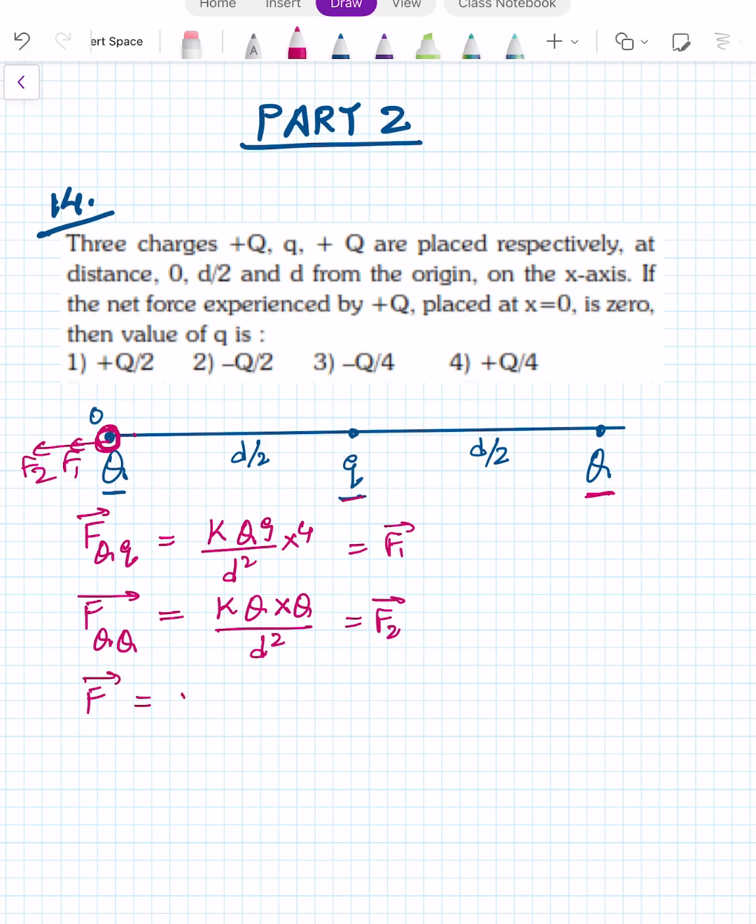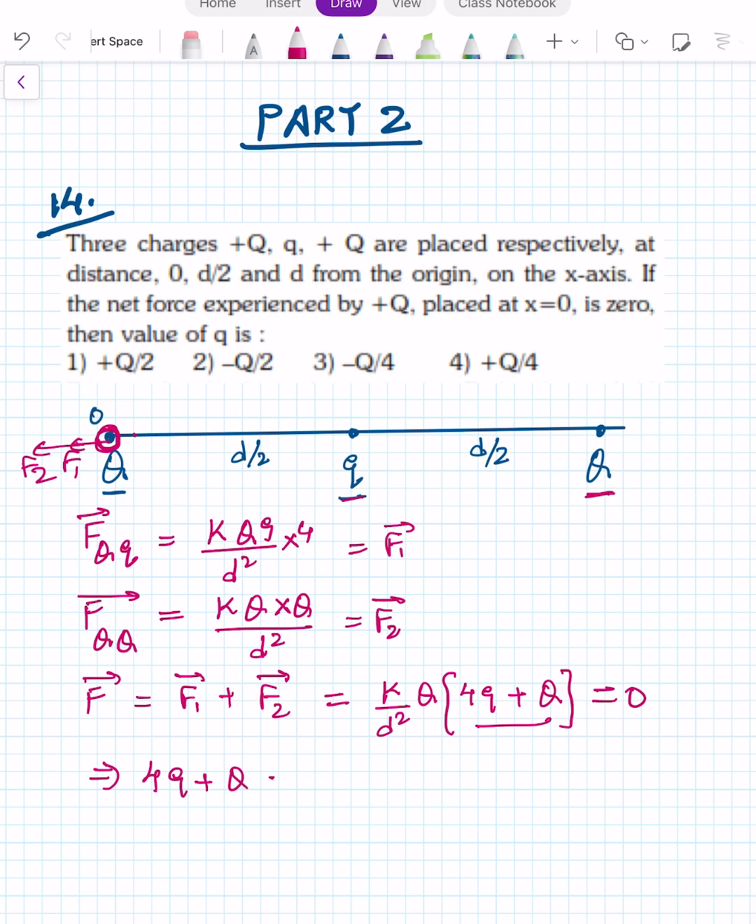Then total force will be equal to F1 plus F2, and it comes out to be K upon d square common, capital Q also common, 4q plus Q. And this must be 0 because it is given in the situation. From this condition, we can say 4q plus Q is equal to 0, that is, q is equal to minus Q by 4. Now you see, in vector form, we have got the answer with sign. So your answer will be the third option.